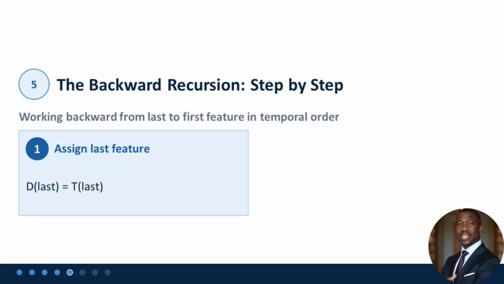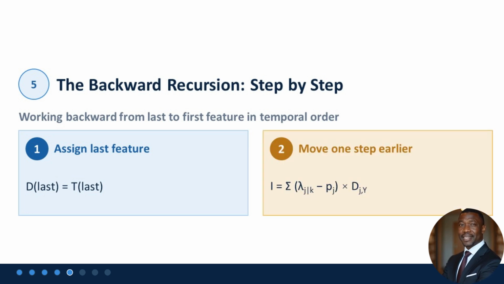The backward recursion algorithm has 4 steps. First, assign the last feature in the temporal order its direct effect, which equals its total effect because it has no downstream variables to mediate through. Second, move 1 step earlier in the temporal order and compute the indirect effect of that feature by summing over all later features in the same sign group. Each later feature contributes its direct effect weighted by the excess probability.